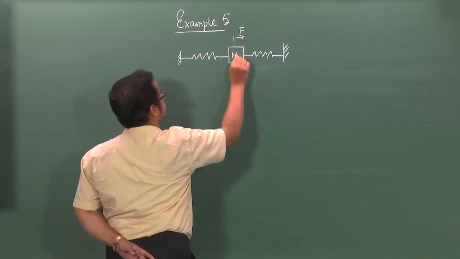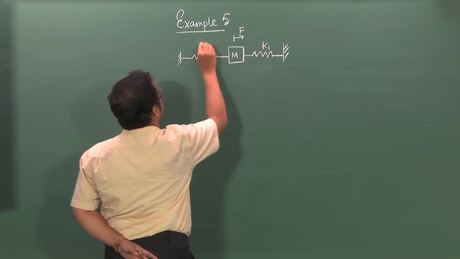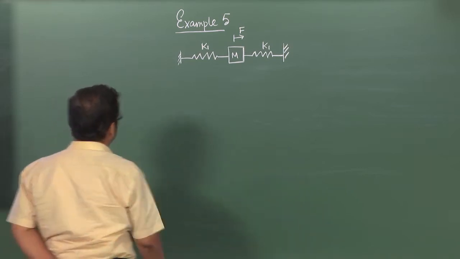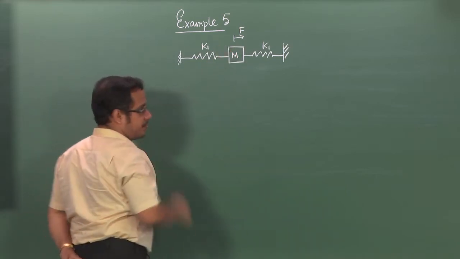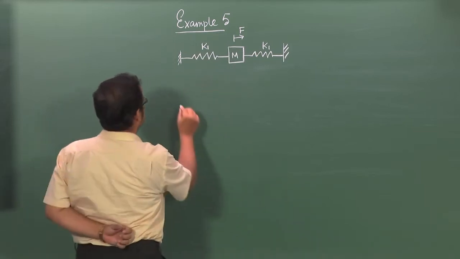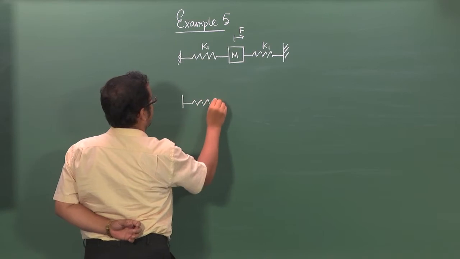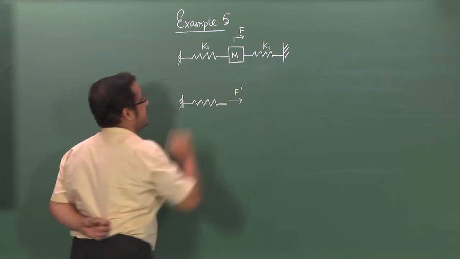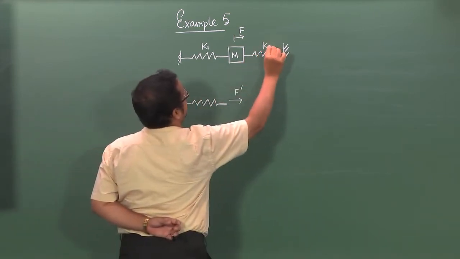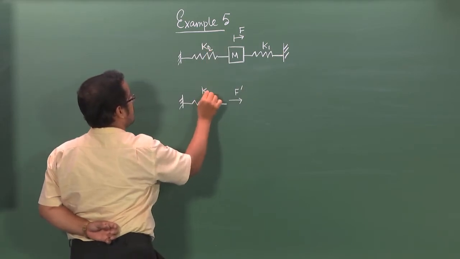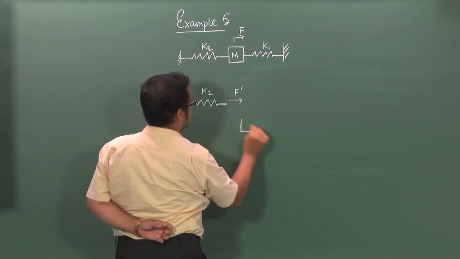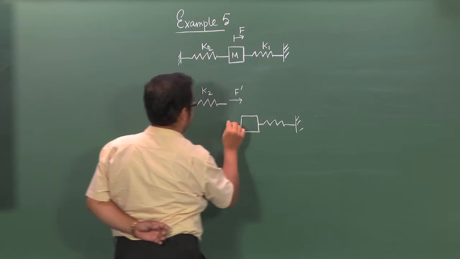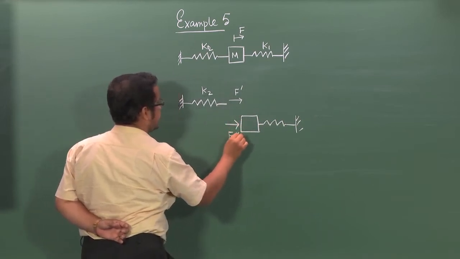So, we wish to analyze this system using the electrical analogy as well as the transfer matrix method. So, let us see what happens. The force being applied to this mass can be resolved into two parts. One part is that associated with this spring, which I will call K1, and this is K2, and the other part is that of a mass and a spring on the left end, and this force is F double prime.